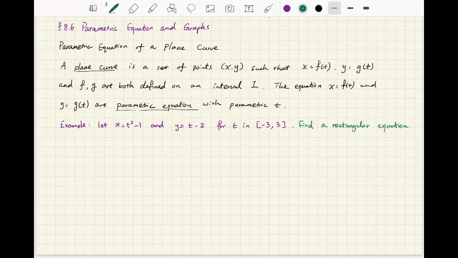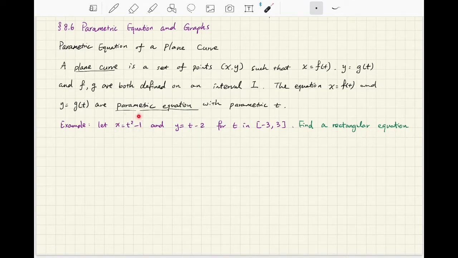So the last example, we're talking about how to graph them. Here, I'm doing the same example, x equal to t squared minus 1, y equal to t minus 2, and t is still living inside negative 3 to 3. But this time, instead of graphing, I want to find the rectangular equation.